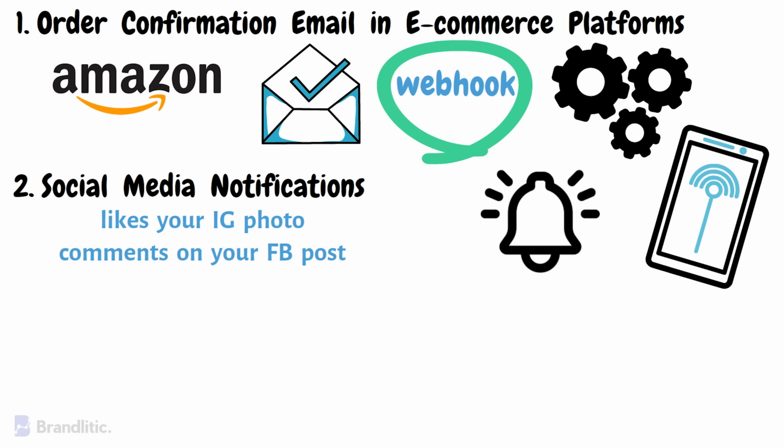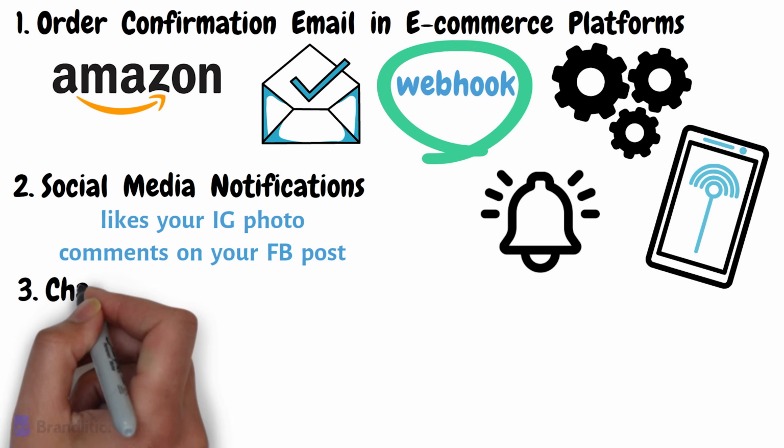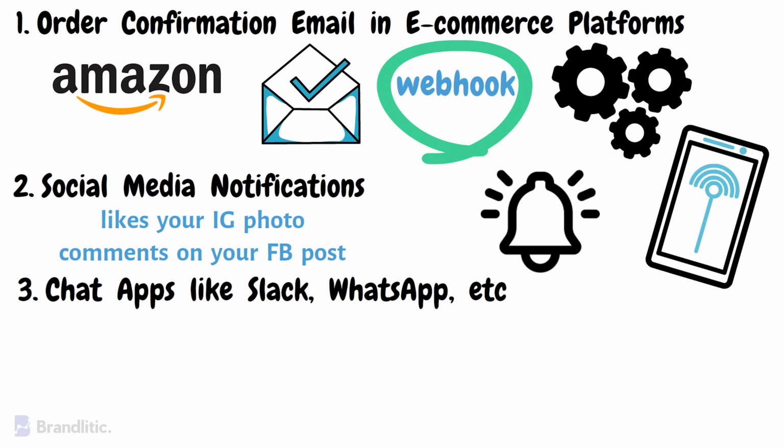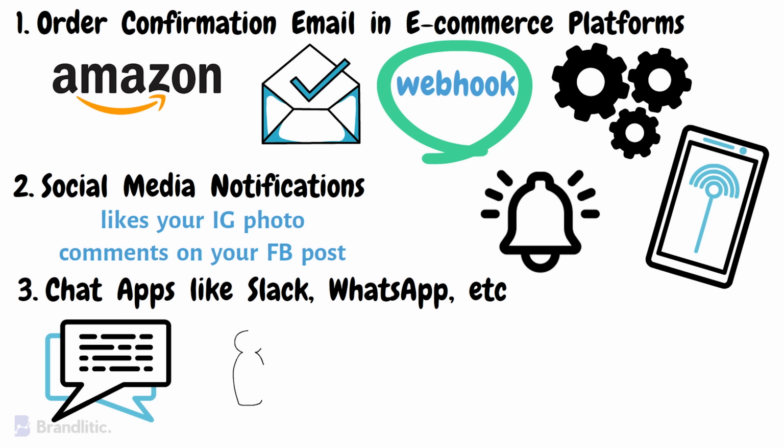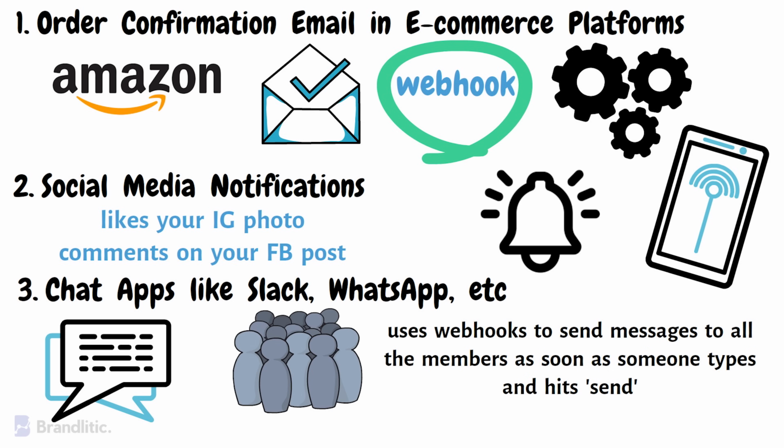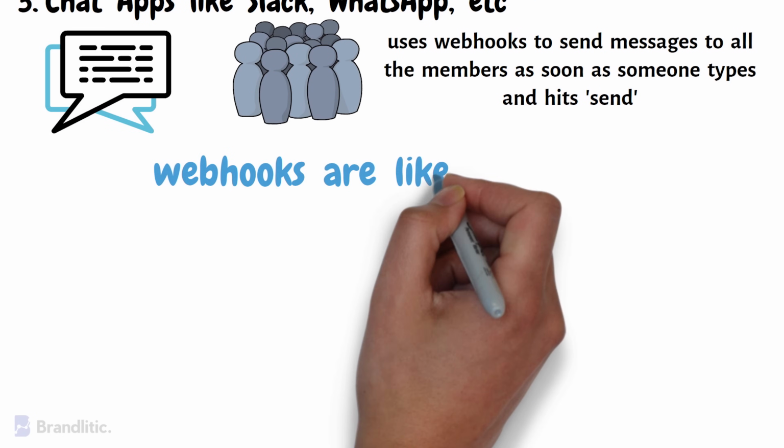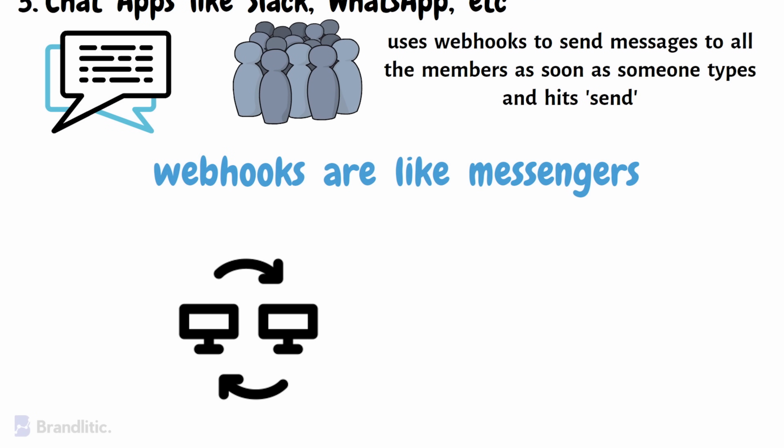And then there's also number 3, chat apps like Slack, WhatsApp, etc., where in any group chat app, when someone sends a message, everyone in that group receives it instantly. This happens because the chat app uses webhooks to send messages to all the members as soon as someone types in and hits send.